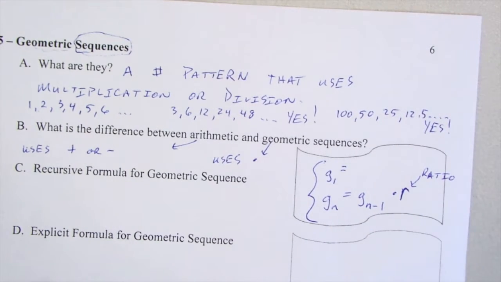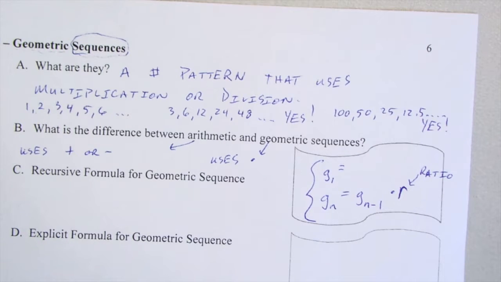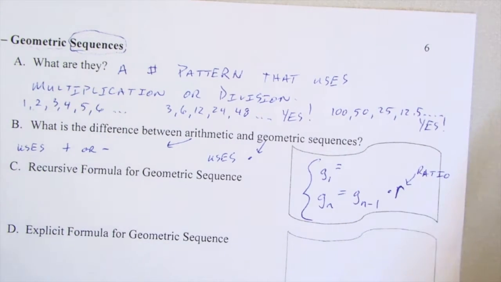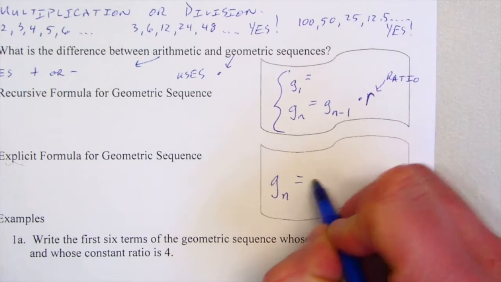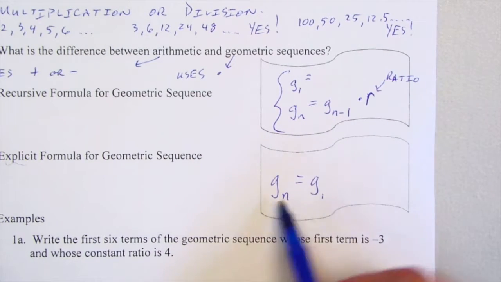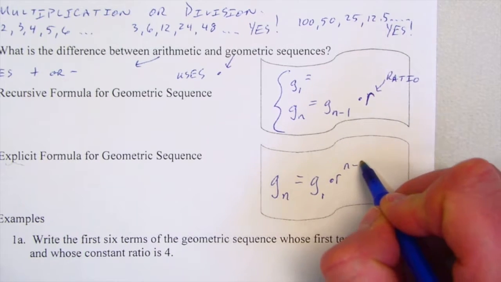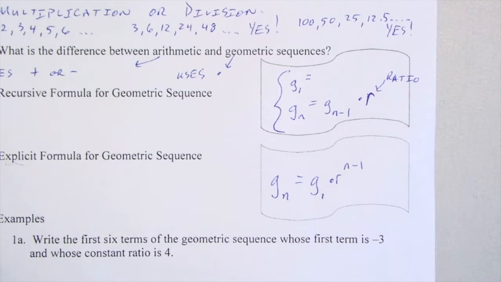Recursive formulas are okay. They're easy to write, but the problem with them is if I wanted to find the 200th term, for example, I couldn't just jump straight to the 200th term. You'd have to start with the first term and then work your way up to get there. Hands down, the better one is the explicit formula. The explicit formula goes like this: Gn equals G1 times r to the power of n minus 1. So the term that you're trying to find is the first term times your ratio to the power of n minus 1. This is literal subtraction, so whatever number you plug in, you're going to subtract 1.